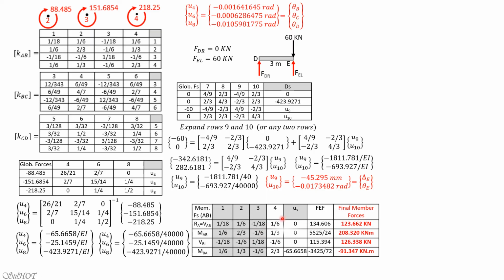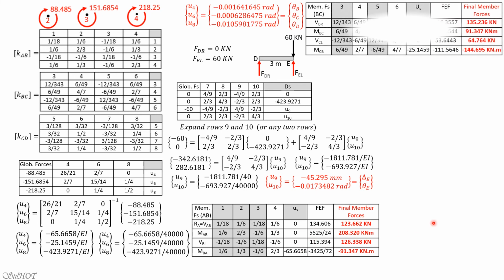Then for the member force of AB, only U4 is present. So cover or shade columns 1, 2, 3 again. Then fixed end forces here. So 16 times negative 65.6658 plus 134.606, 123.662. And kindly verify these values. You just multiply and add the fixed end force. And that's the final fixed end force.